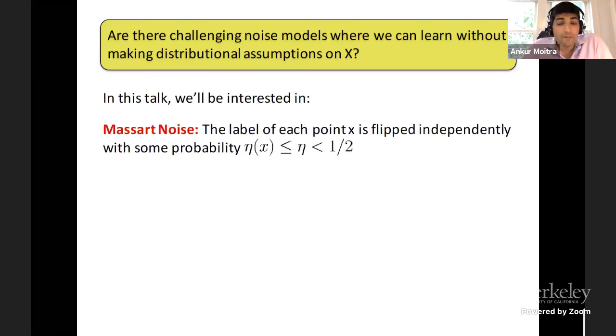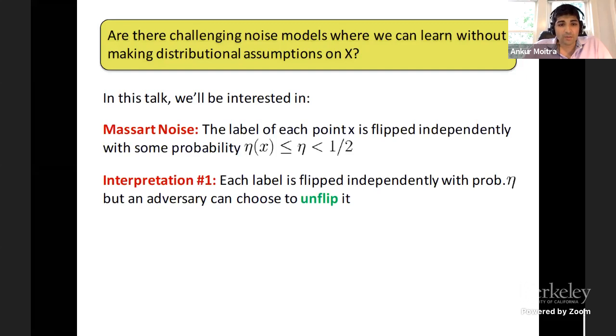In this talk, the main thing that we'll be interested in is a model that I quite like. It's called the Massart noise model. The way that it works is that you think about each point X, that's one of your examples. It's going to have its label flipped independently with some probability eta of X. Now this probability eta of X is upper bounded by some eta. That's an upper bound of the noise rate across the entire domain. So you can think about eta as being a third. Now, the point is that the noise is still independent across the different points X, but it no longer has the property that it's homogeneous. So it can actually vary over different parts of the domain.